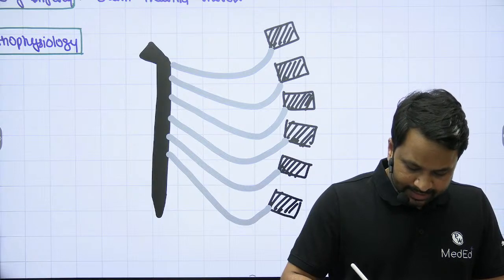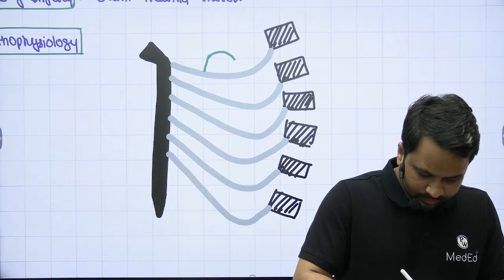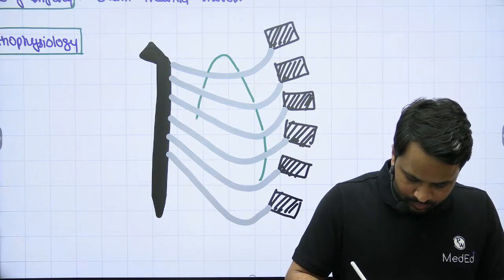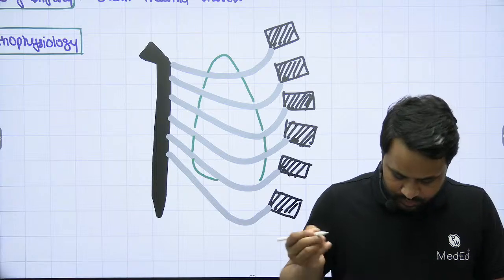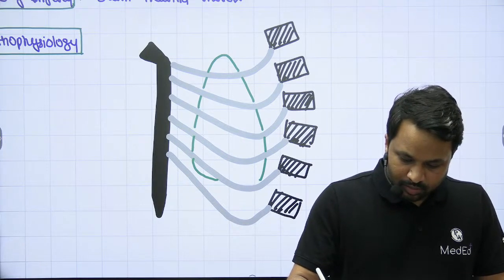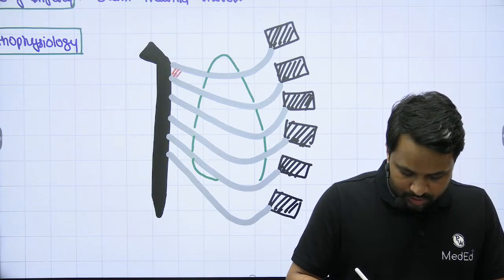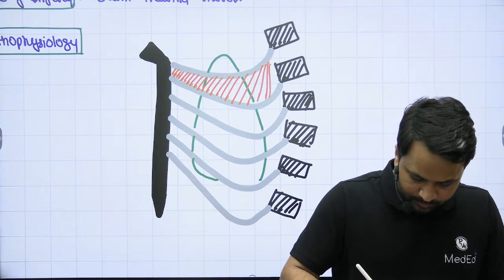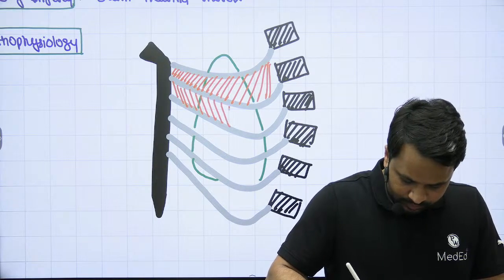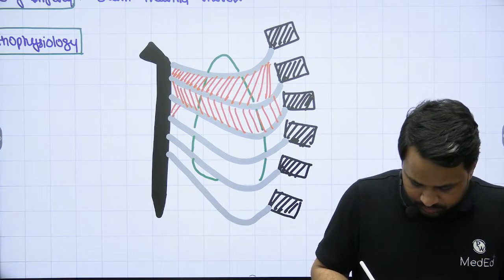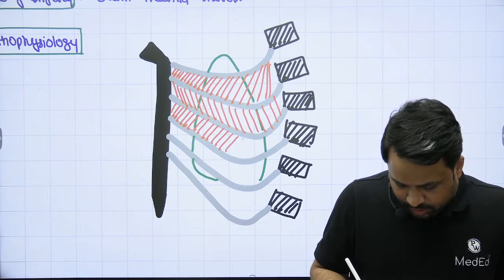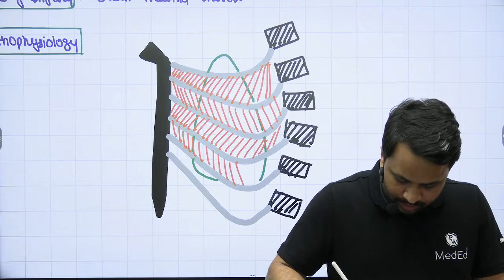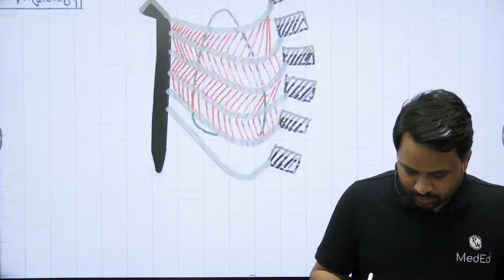Now right in this dead center you have your lung. Let's say this is the lung that is present. Between the two ribs you have your intercostal muscle. So these are the intercostal muscles that are present, making this entire rib cage act as one single unit.